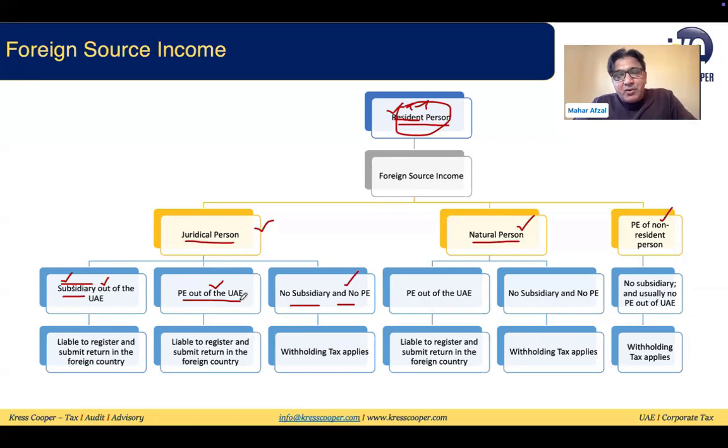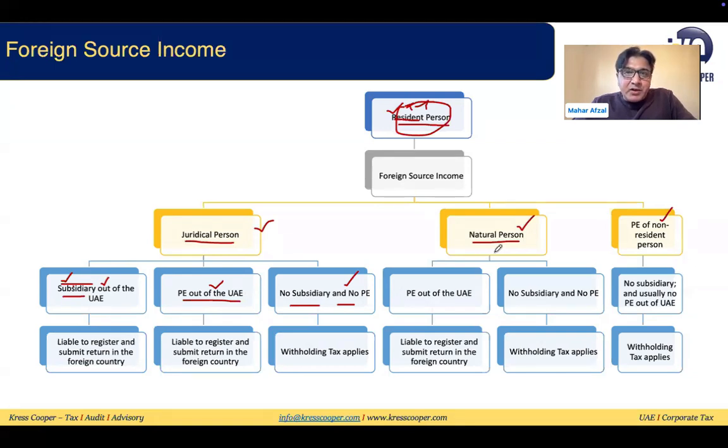Might be they are giving a loan to any party out of the UAE, and the tax on the loan is being withheld. There is a third possibility. The same thing is applicable for the natural person. There is very little chance that a natural person will have a subsidiary or any other company out of the UAE, but most of the time a natural person will be generating income out of the UAE through a PE, or without any company, without a PE.